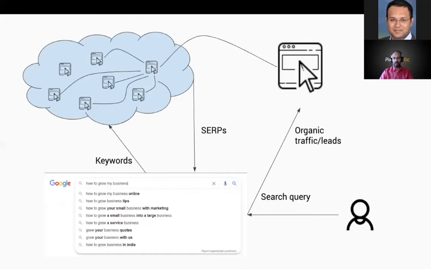And once you rank in one of these top 10 places, the potential buyer looks for which result seems most relevant and clicks on it, and then they land on your website. This is what you refer to as organic traffic. And if that organic traffic converts into leads, then this is a full loop that has been completed.